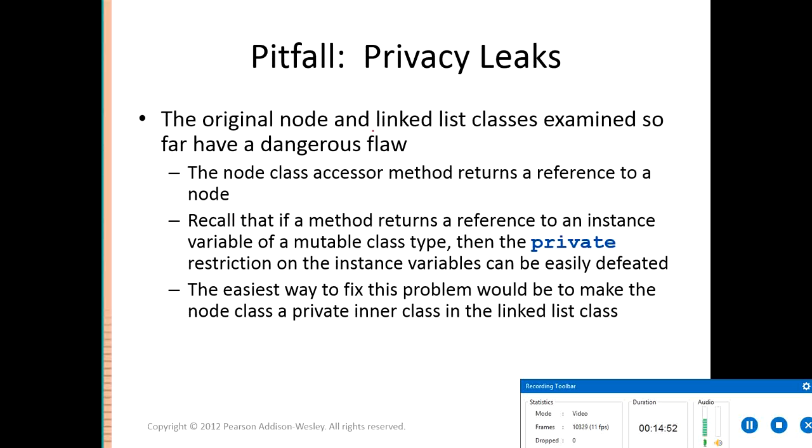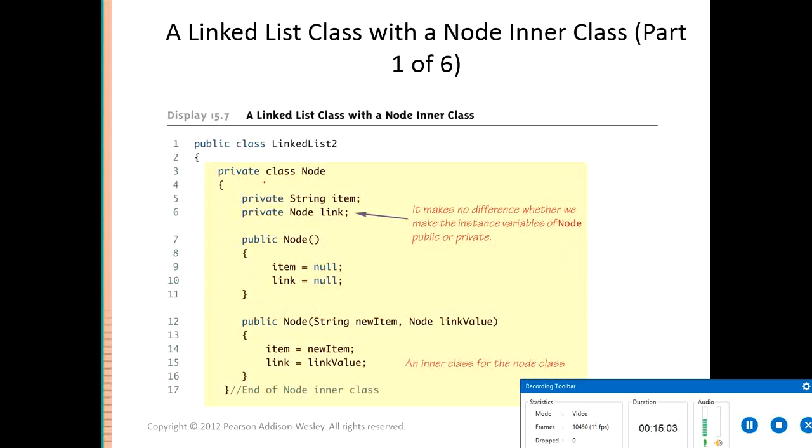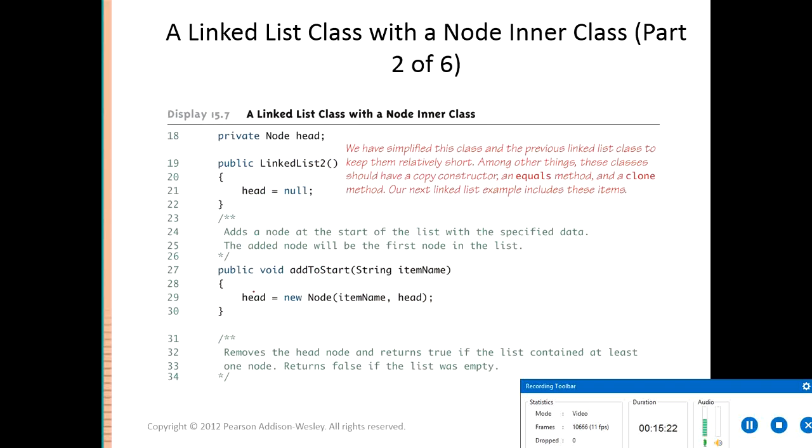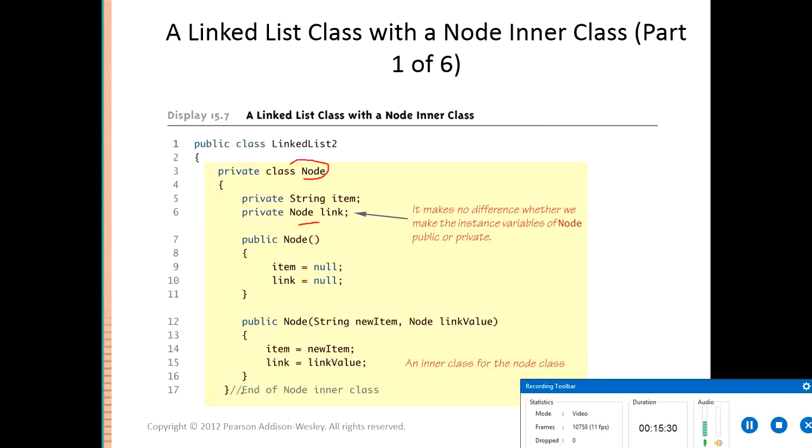The original node and linked list class example had a dangerous flaw. If the node class and its methods return a reference to the node, there can be privacy leaks. So if you see over here, this is an example in which the inner node has been made a private inner class. It makes no difference whether we make the instance variables of the node private or public. So this is an inner class for the node class, and my inner class ends over here.